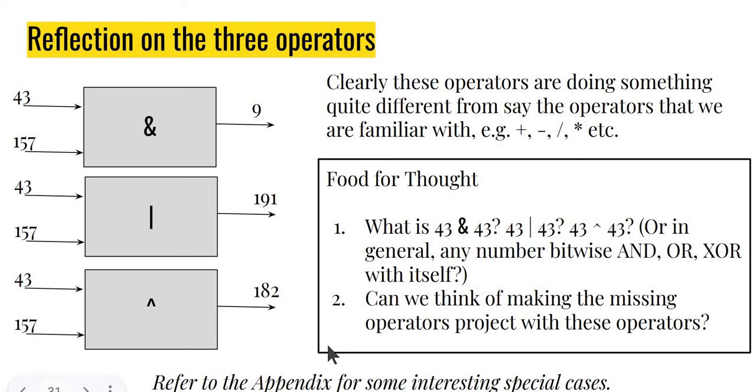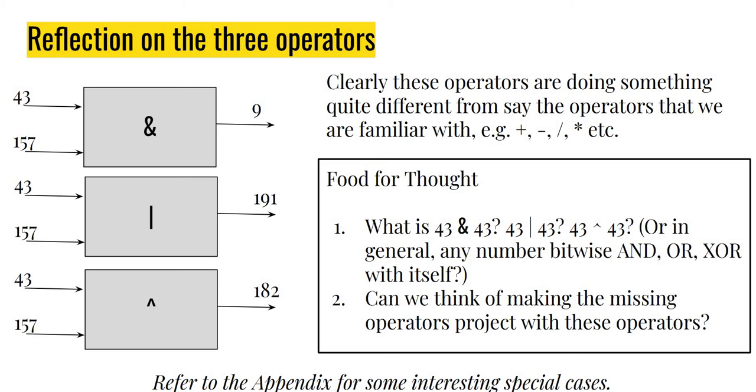Now the results of these operations are also quite interesting. We saw that when we did a bitwise AND between 43 and 157, just two numbers as an example, nothing special about them, we got a 9. With OR, we got 191, and with XOR, we got 182. Clearly they are doing something quite different from operators like plus and minus, which we are more used to. This is happening because fundamentally the operations are based on binary representations. In fact, we can create some very interesting functions based on these operators. But that's for a later time.